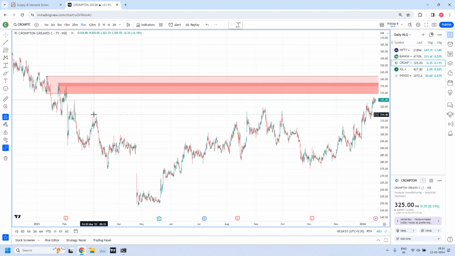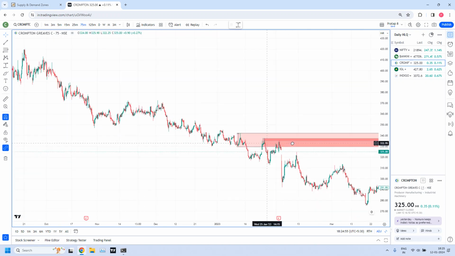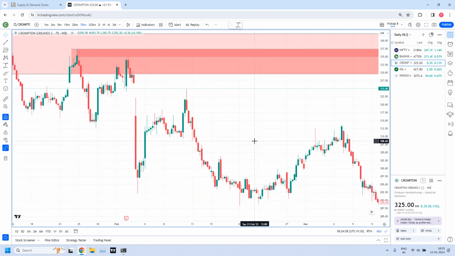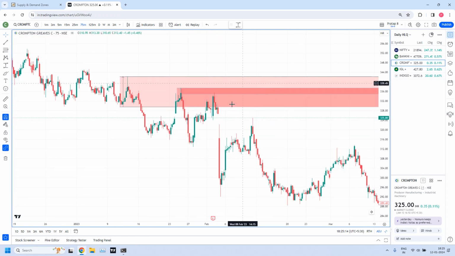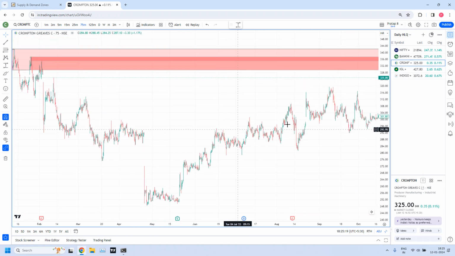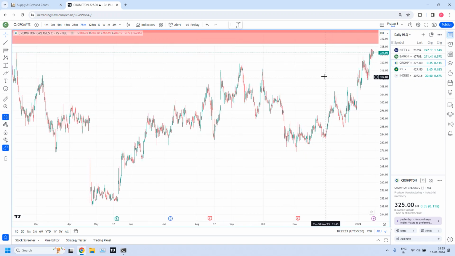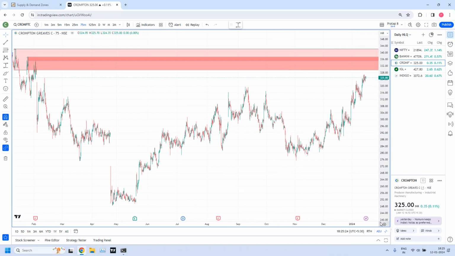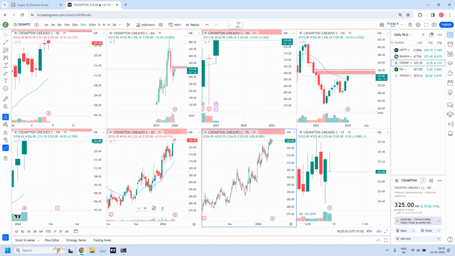So inside the daily, we have identified this 75-minute zone, and inside the 75 minutes, the 15-minute zone is identified, and this is already tested, so we cannot plan any trade in this. So even prices also did not enter into this zone. Just showing you how we fine-tuned the zone.